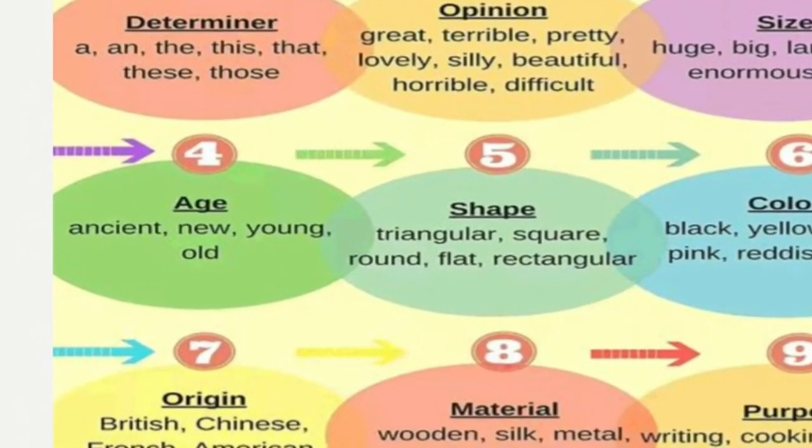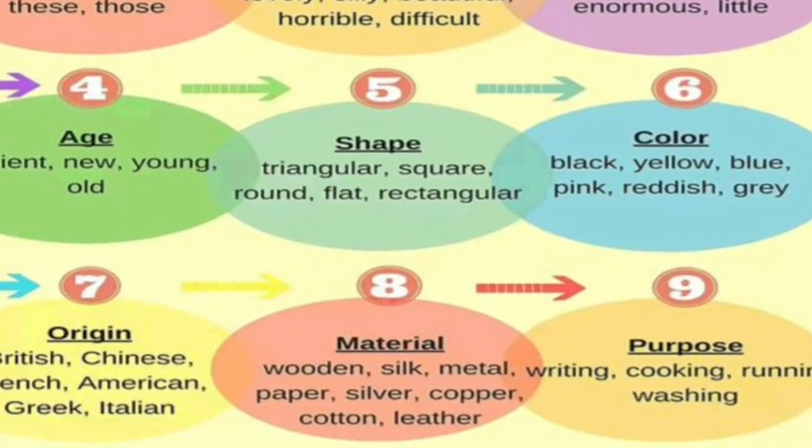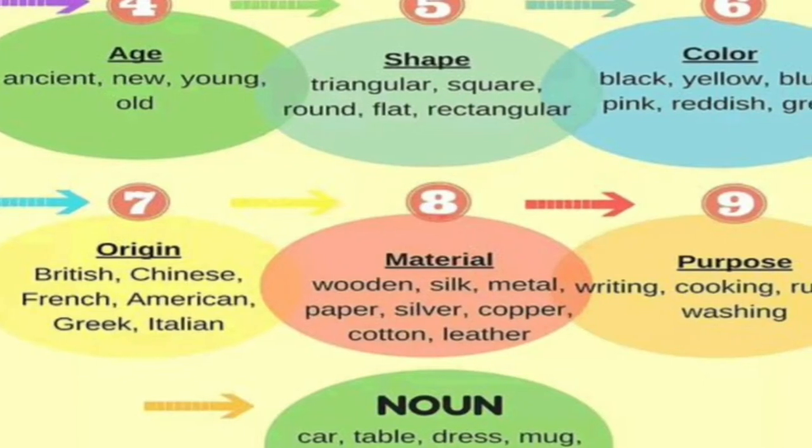Then you are going to mention age. Suppose anything related to age is given, for example, the dress is very old. So then old, young, new, ancient, like this. If age is given, then you are going to mention that. Then you are going to mention shape: triangular, square, round, flat, like that. Then you mention the color: black, yellow, any color. Then origin, meaning where it originated from: British, Chinese, Indian, Italian, like that. Then you are going to mention the material: wooden, silk, metal, cotton, copper, anything.